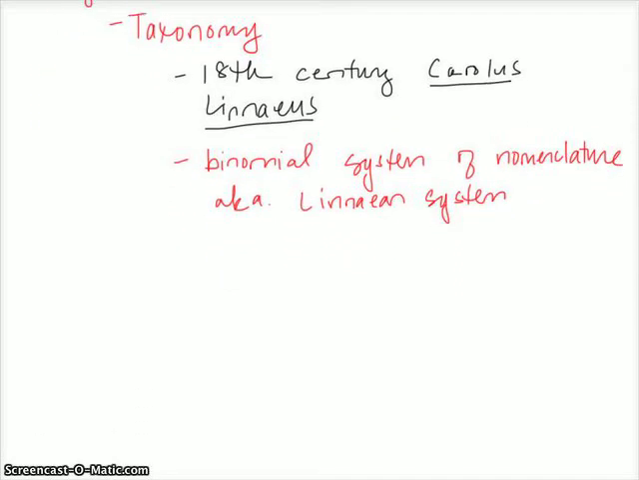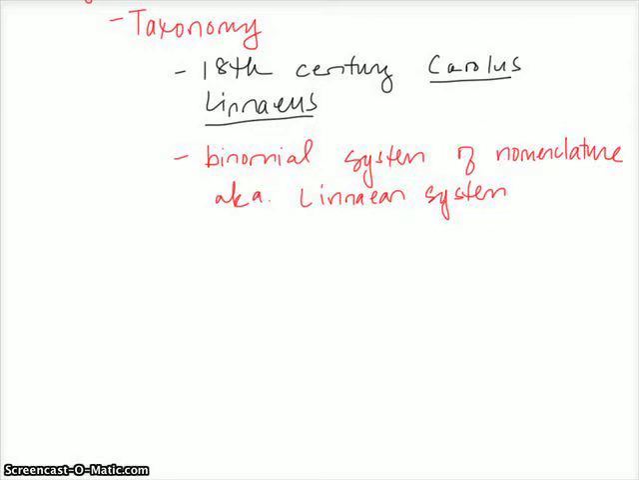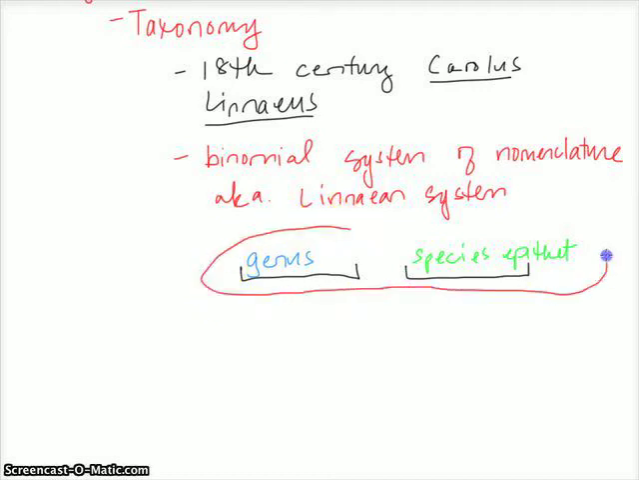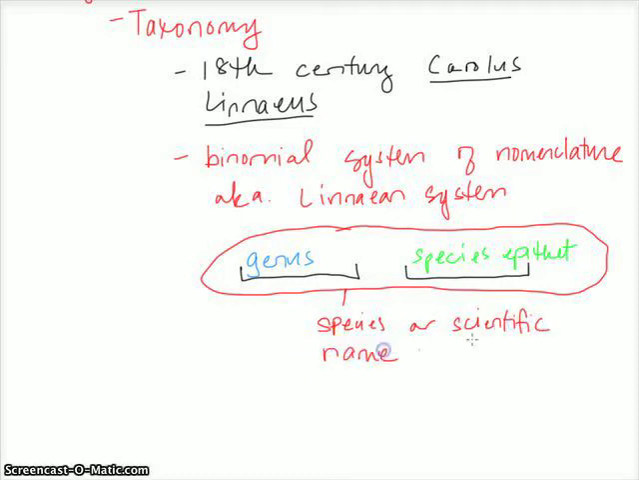And this binomial system of nomenclature has two parts. We have the genus and the species epithet. It's a two-part name. So in blue, it's the genus and species epithet. And this is how they name species. And this whole thing is the species name, or scientific name. Those two words are used interchangeably.